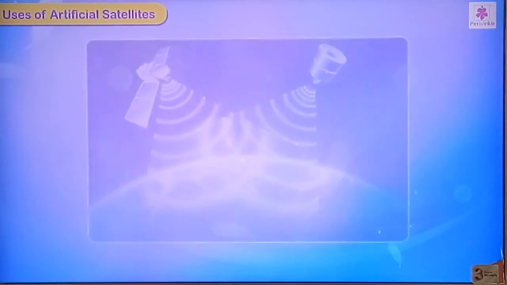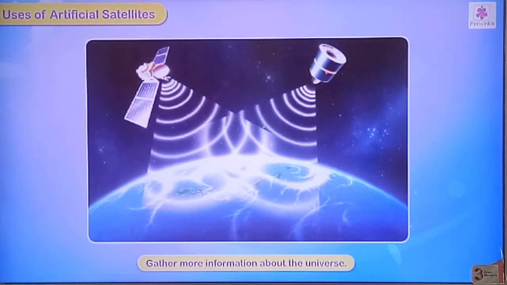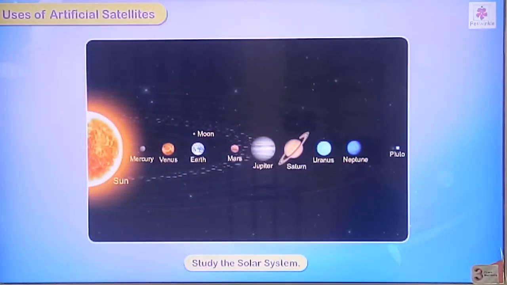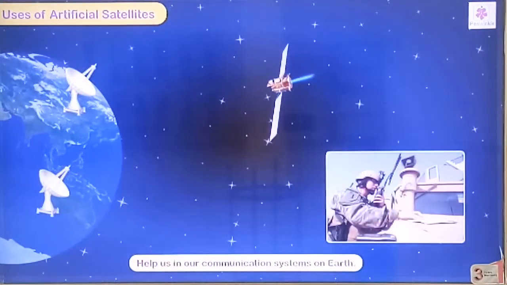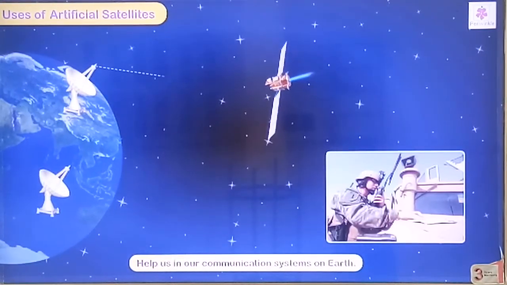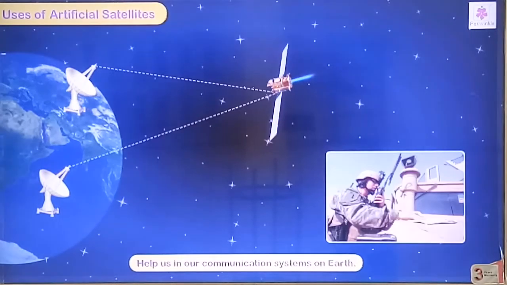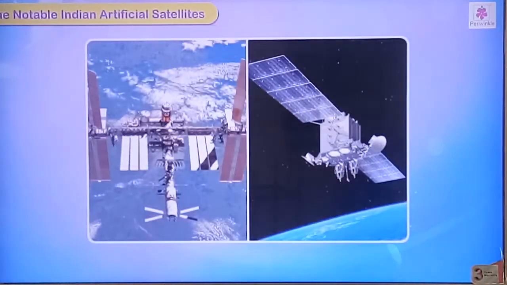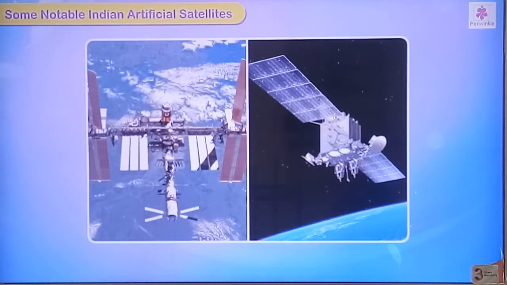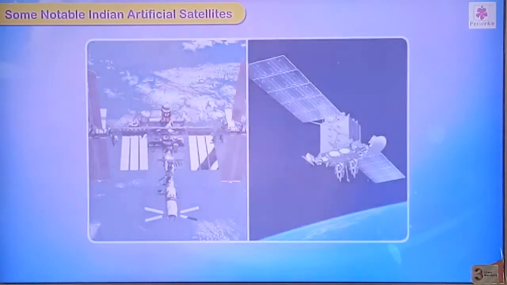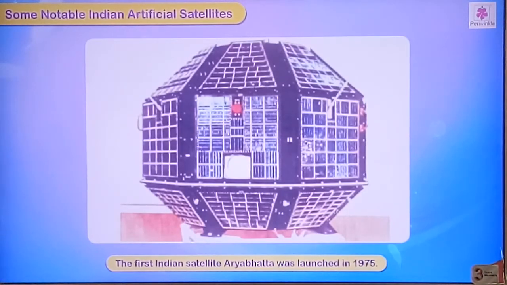Uses of artificial satellites are: gather more information about the universe, study the solar system, help us in our communication system on Earth. Some notable Indian artificial satellites. The first Indian satellite, Aryabhata, was launched in 1975.